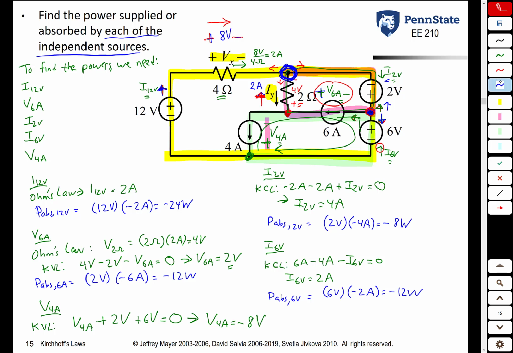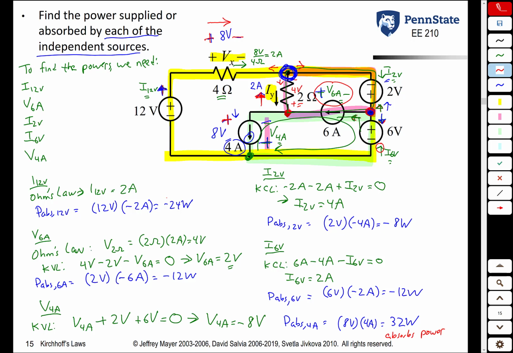So we can now find our final power. The power absorbed by the 4 amp source is the voltage across it. There's 8 volts across the source, with the higher voltage being on the top. So the power absorbed by the 4 amp source is its voltage, times the current into the plus terminal, which is going from top to bottom, which is the same direction as the actual current. So we now have a plus 4 amps. We get 32 watts.